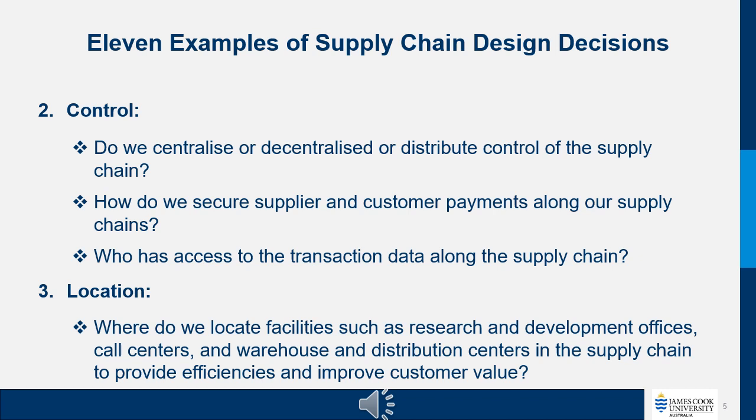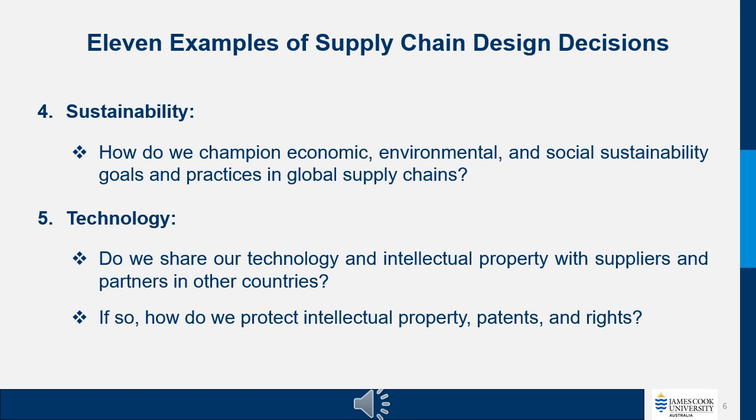Then we're looking into location decisions. Where do we locate a facility, such as research and development office, call centers, warehouse, distribution center in supply chain to provide efficient and improved customer value? These are very, very important elements that we need to be able to answer to be able to make the right decision. The next one is sustainability factors, which are very important. How do we champion economic, environmental, and social sustainability goals and practices in global supply chain?